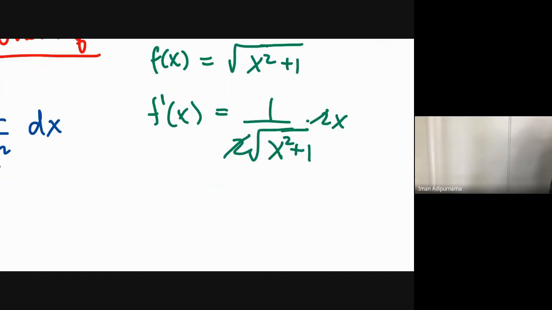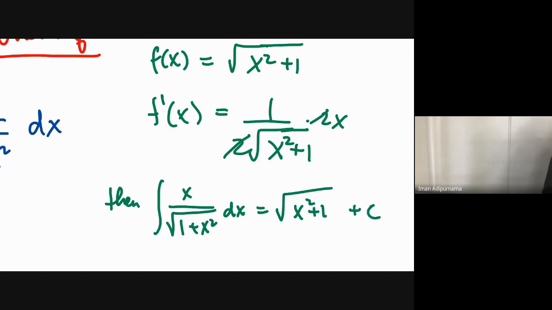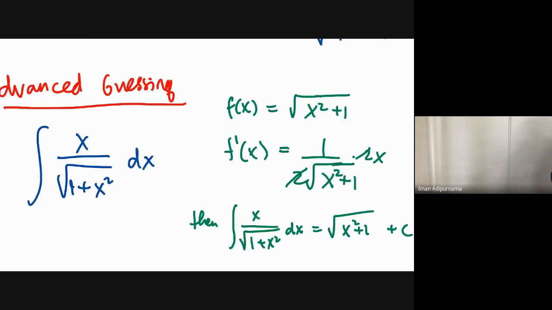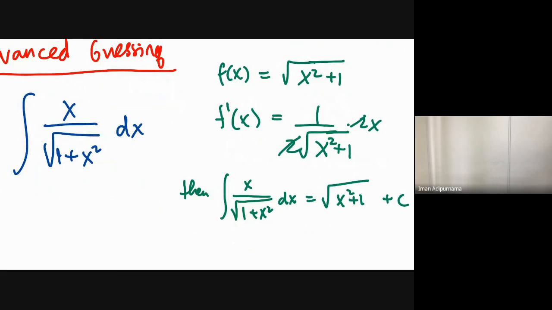So then the integral of x over square root of 1 plus x squared dx is square root of x squared plus 1 plus c. And I'm showing you this because sometimes this can be very powerful, and you can do it in your exam. This is valid, because there are a lot of ways to get integrations, and one way is this guessing method.